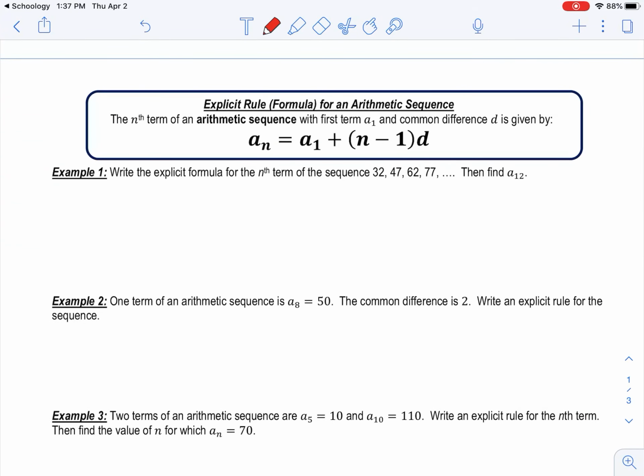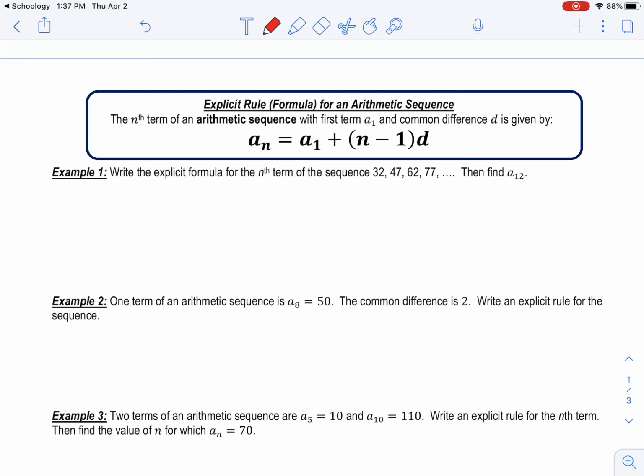Okay, so now what we're going to do is we're going to learn how to write a rule for an arithmetic sequence. Now, arithmetic sequences, once again, have a common difference. So like plus 2 plus 2 plus 2 plus 2, or plus 5 plus 5 plus 5 plus 5, or minus 6 minus 6 minus 6 minus 6, all right? And it can keep going on forever and ever if need be. Now, when I have a pattern like that, I know my equation is going to be linear.